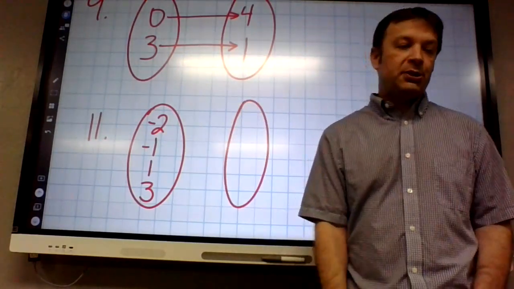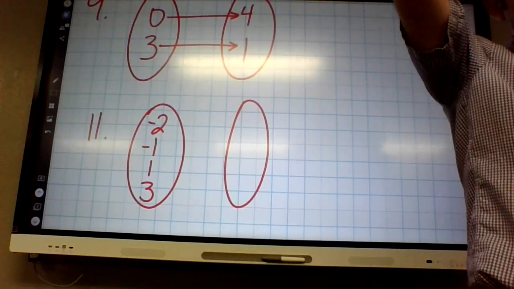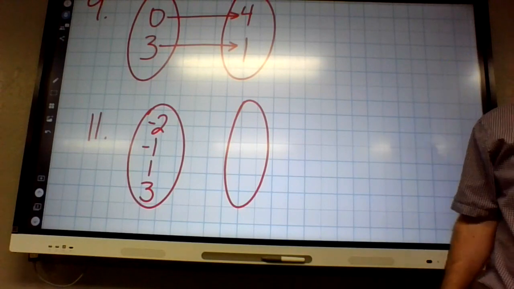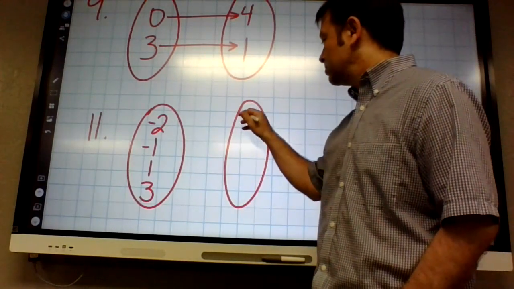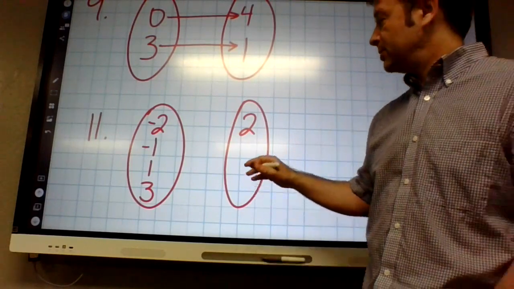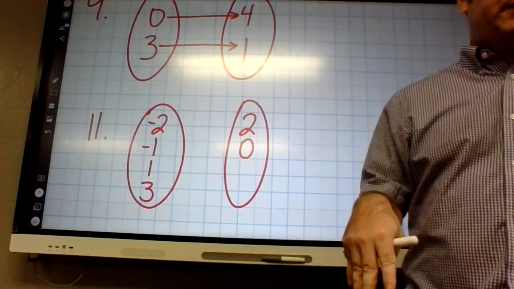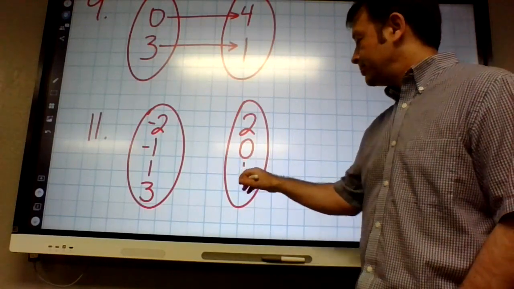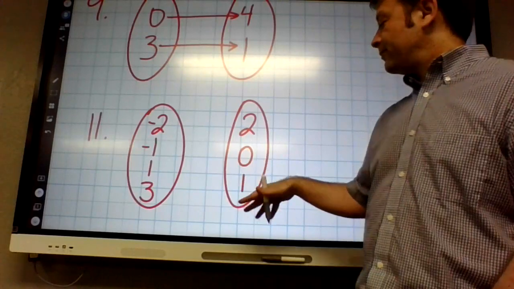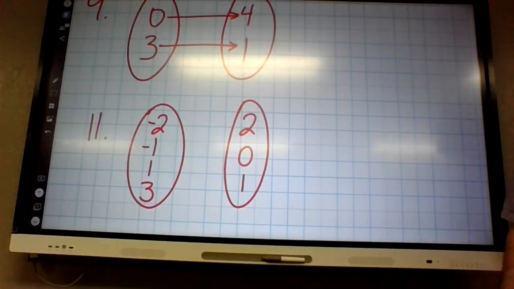The range: what's the y value of that leftmost point? 2. What's the y value of the next point? 0. Remember, y values are up and down. What's the y value of the third point? 1 up. And what's the y value of the fourth point? Okay, since we have 0 twice, you're not supposed to write it twice, just write it once.